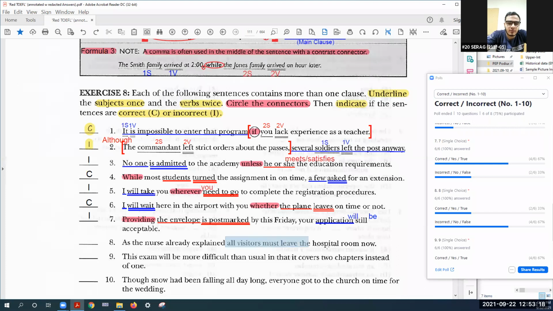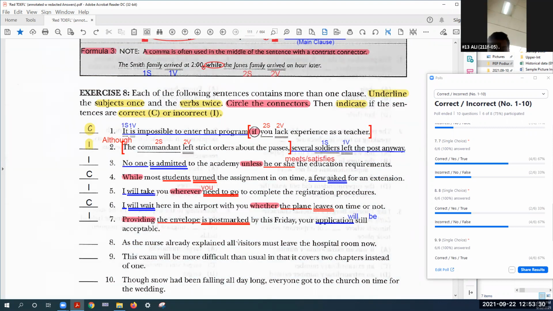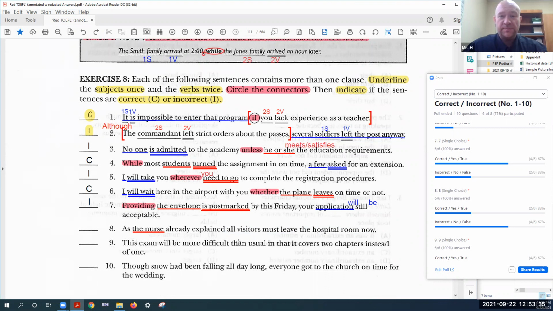All visitors must leave. All visitors must leave. So what is this noun here? The second subject, right? How about the second verb, Al-Harbi? Second verb? Good. And then first subject, all visitors, and then first verb: must leave. Modal. And the connector?